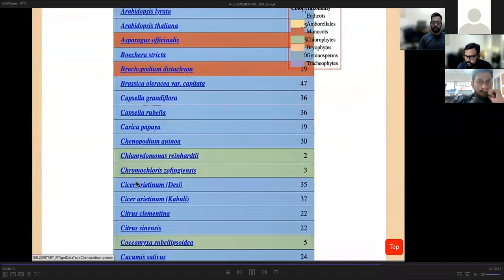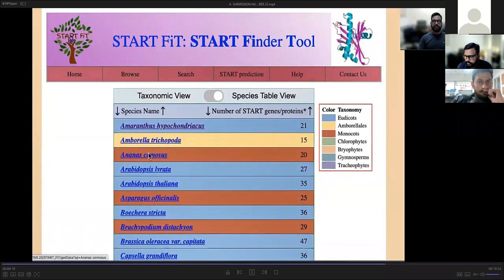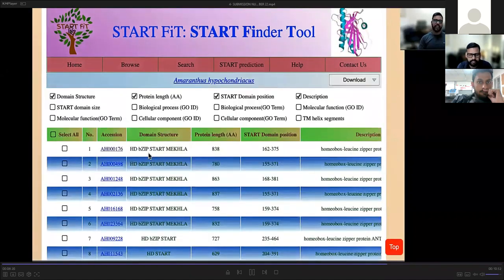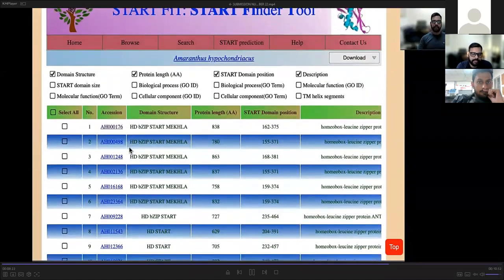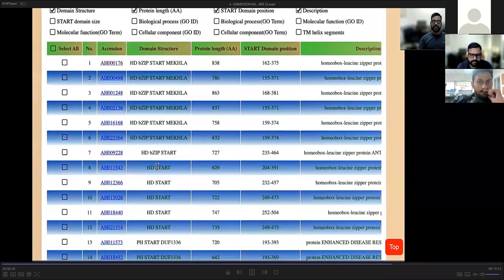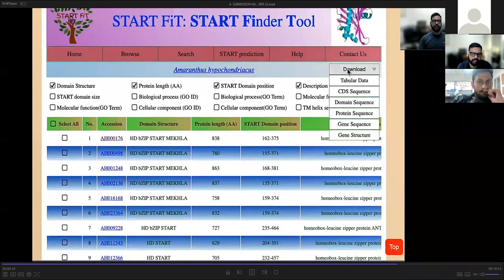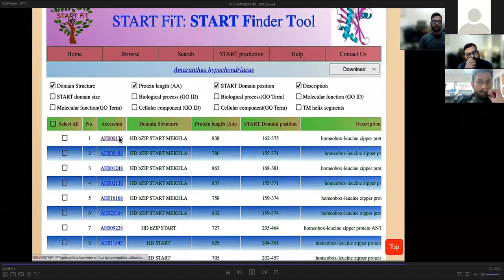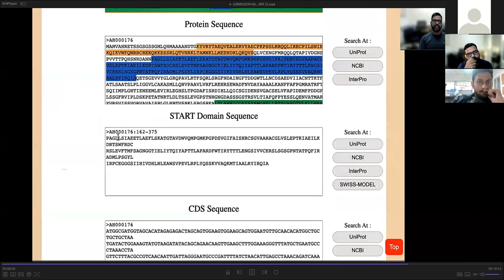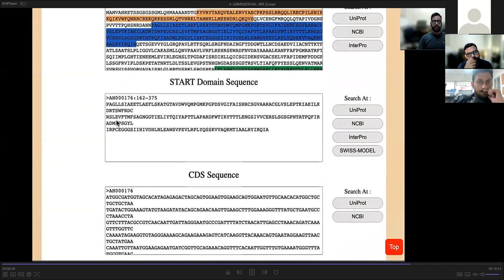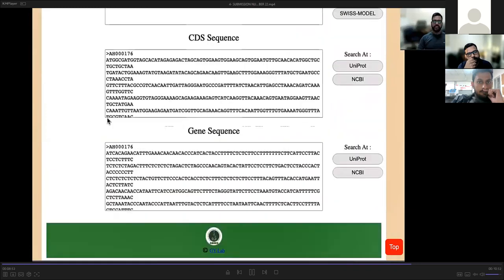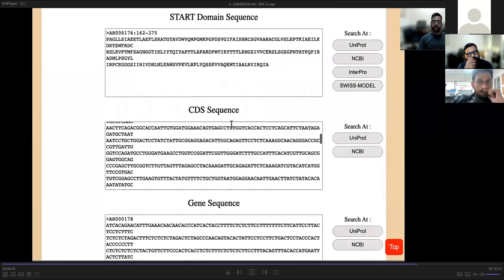On clicking a specific species name, a tabular view opens in which the accession IDs of identified START proteins from a specified species are listed along with their sequence feature description and gene ontology terms. Here, options are provided to download the tabular data along with protein, domain, CDS, and gene structure. On clicking an accession ID, a sequence page opens, which allows the user to see the ID-specific sequence features and their protein, domain, CDS, and gene sequence along with their domain organization. Further, domain pages are linked to other widely accessible platforms such as InterPro, NCBI, UniProt, etc.